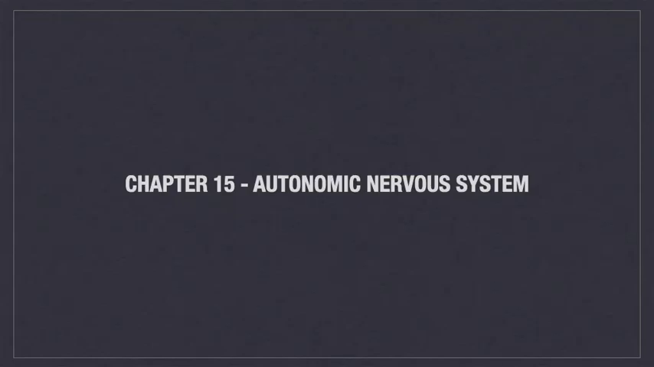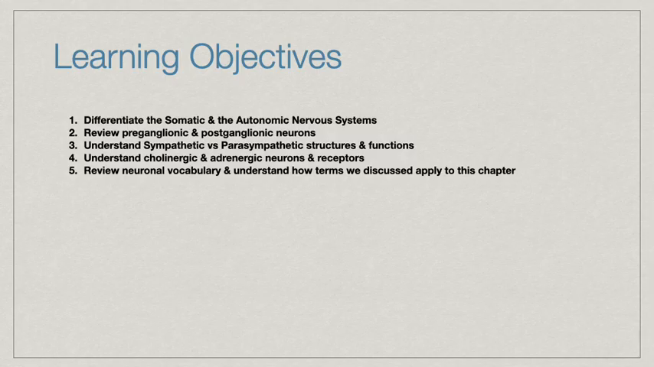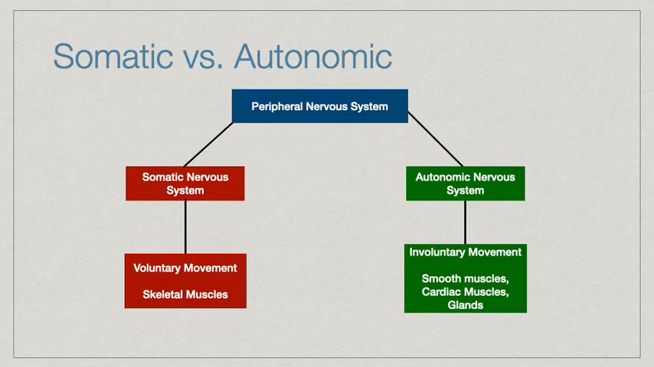This lecture is going to cover chapter 15 on our autonomic nervous system. First, we're going to compare and contrast our somatic and autonomic nervous system, and then we're going to look at our preganglionic and postganglionic neuron pathways. We're going to look at the differences of the sympathetic versus parasympathetic nervous systems, looking at the structures involved and what is happening to those structures. We're going to look at some special types of neurons called cholinergic neurons and adrenergic neurons and the types of receptors that they have. And then we're going to look at some special vocabulary related to the nervous system.